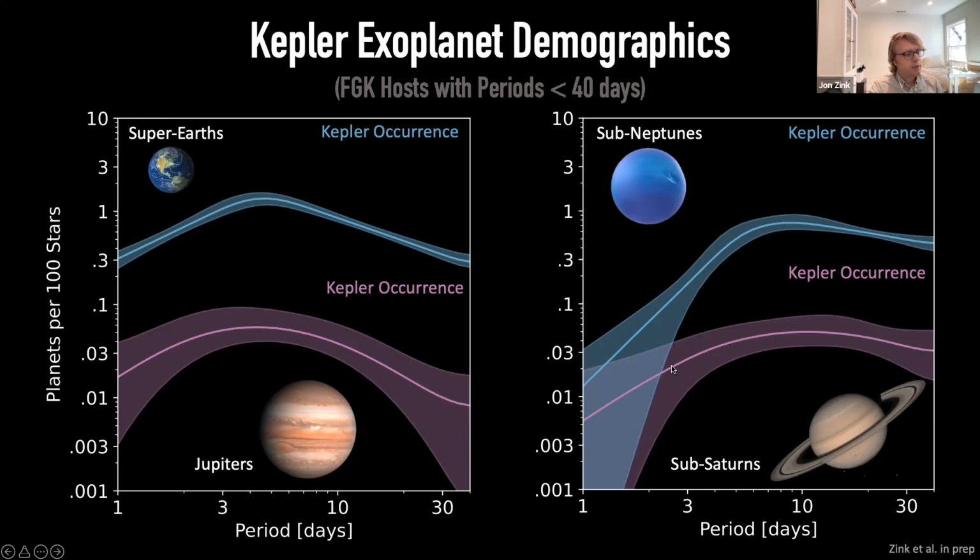And then this dearth of planets at short periods for the sub-Saturns maybe indicates some kind of tidal stripping. You get too close to the star, you get stripped away. So these are some interesting demographic features found with the Kepler mission.